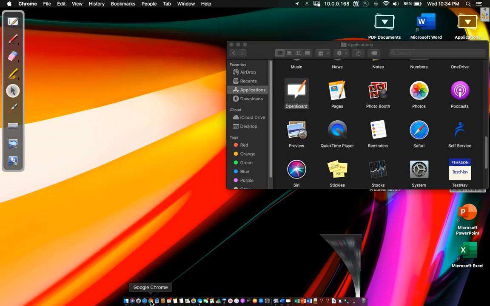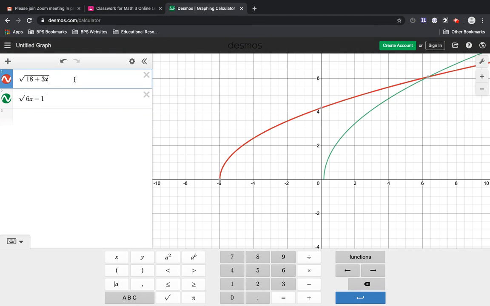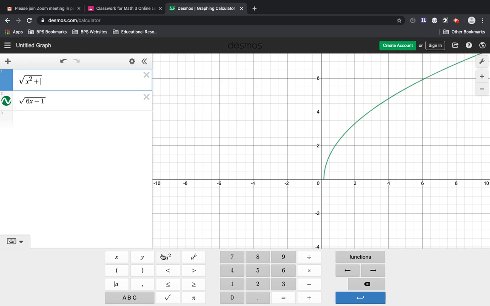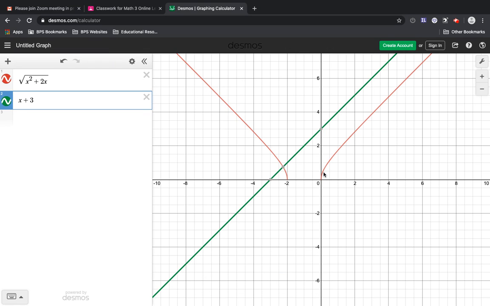Let me pull up my graph here. Let me plug in these equations. You have two sides of the equal sign. You want to put one side of the equal sign in the first line and the other side in the second line. So we basically have x squared plus 2x, and on this side, the square root of x plus 3. Oh, man. All right.